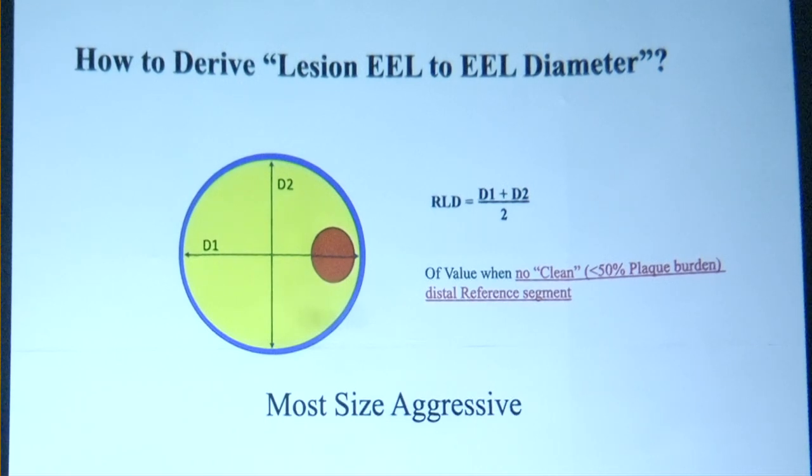Now let's say that you're not able to find a good landing zone. It's a diffusely diseased artery. Wherever you go, there is high plaque burden, and the best you could find is a 50%, which you don't like, but you have to use anyway. In that case, you can use the EEL to EEL diameter as your sizing diameter distally, and this happens to be the most aggressive way to size a vessel, and you have to keep that in mind. So that if you have a choice to make, you go lower in that.